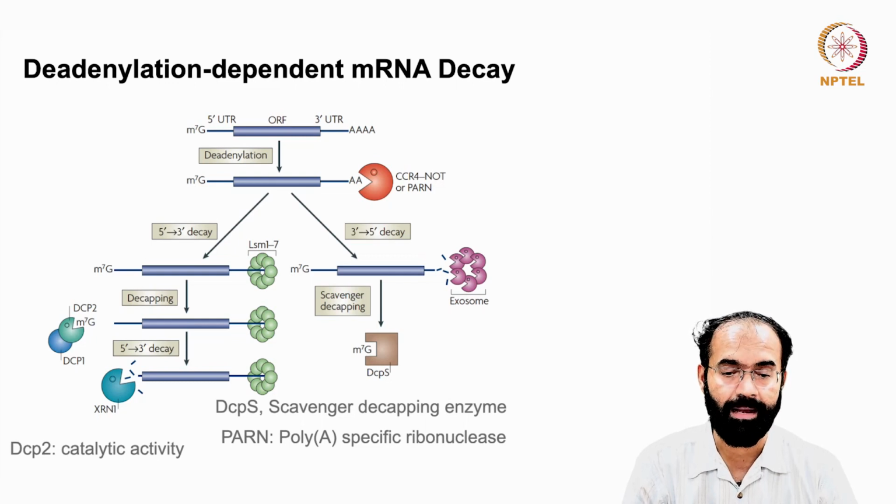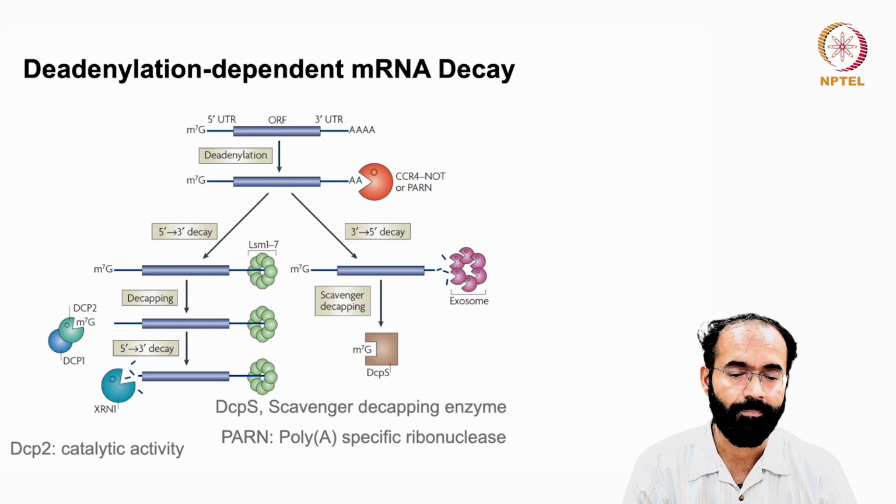If the deadenylation happened, by whom? By an enzyme called CCR4-NOT, or also PARN. PARN is the poly-A specific ribonuclease, that is the short form, and CCR4-NOT is the name of another enzyme that is capable of taking down the poly-A tail or reducing its length. So if this happened, then it can follow two tracks. One is 5' to 3' exonuclease activity, starting from the 5' end, or 3' to 5' exonuclease activity.